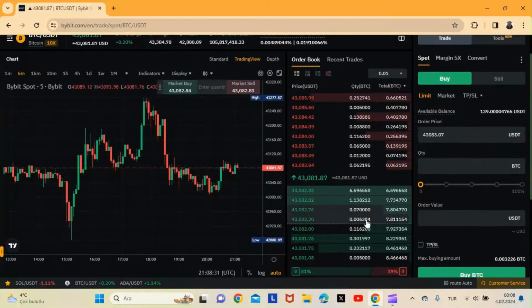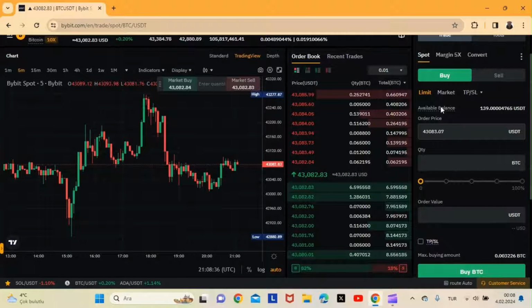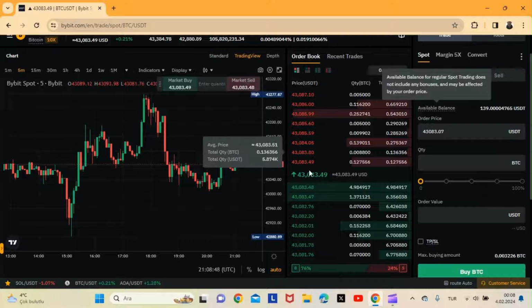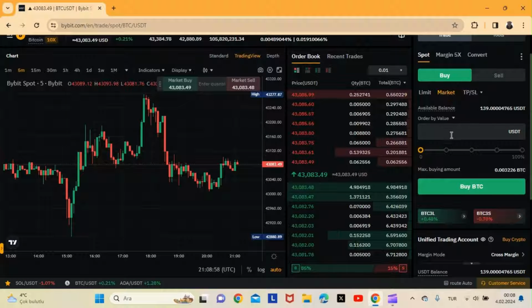All right, so let's move back here. Let me show you another type of order. So we have this one that is called market order. Market order basically means you want to buy at the current price of the market. So if Bitcoin is currently at $43,083, I want to buy at that particular current price. So you just come here, you take market. Then they are going to ask you to enter the amount you want to buy.